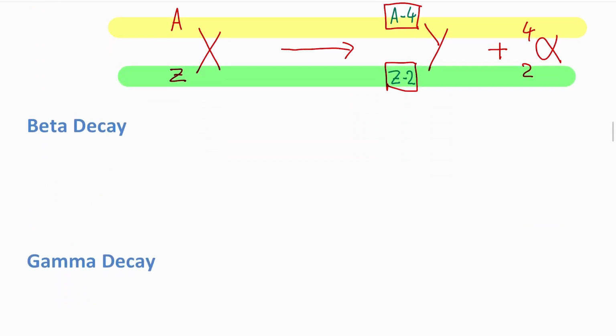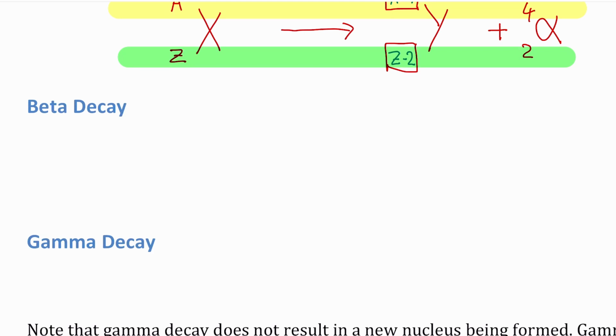Beta decay, we treat very similarly. We start off with our particle X, different particle, but X, and it has the same mass number and an atomic number. It's going to decay into some unknown particle plus a beta particle. And again, we're just going to balance the numbers.